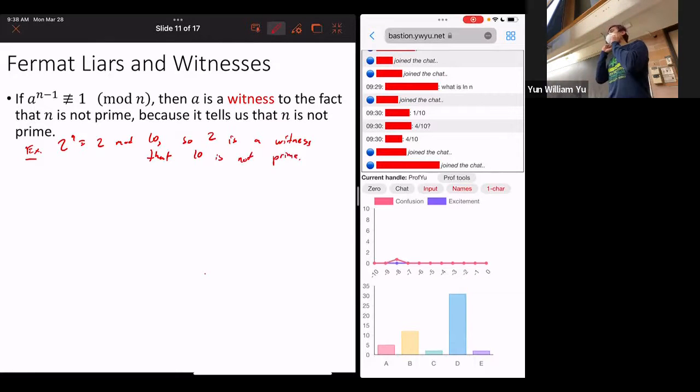So imagine that you're in a court of law and you're on trial, and the crime you're on trial for is being guilty of being composite. And the question is, are you guilty? Well, if a comes in, a is some number, and they say you're guilty of being composite, then that a is a witness to the fact that you're guilty of being composite.